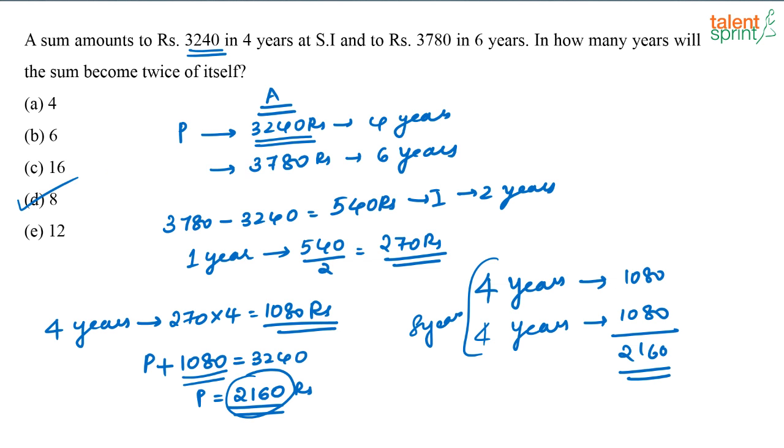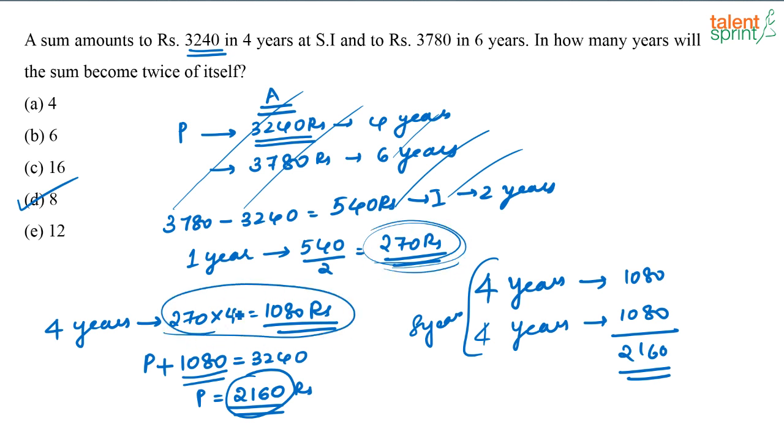Is it clear? When you observe here, we see that the interest received in 4 years is nothing but half of the principal, right? So in 8 years, the sum will double. Okay, is it clear? See, you need not actually write any of these, right? You just have to find out the interest for 1 year and the interest for 4 years, and then with these 2 steps you will get the answer.